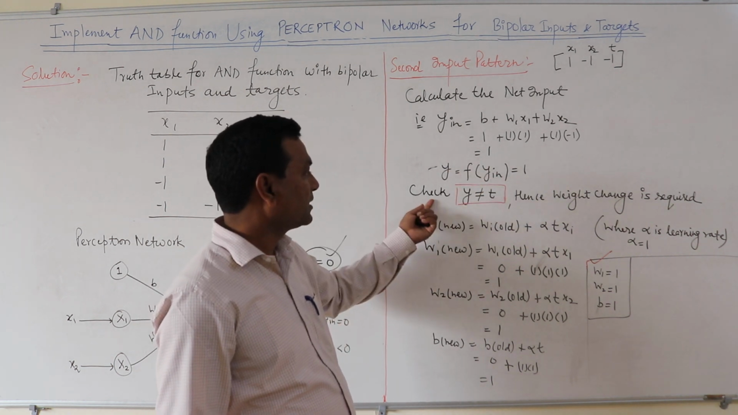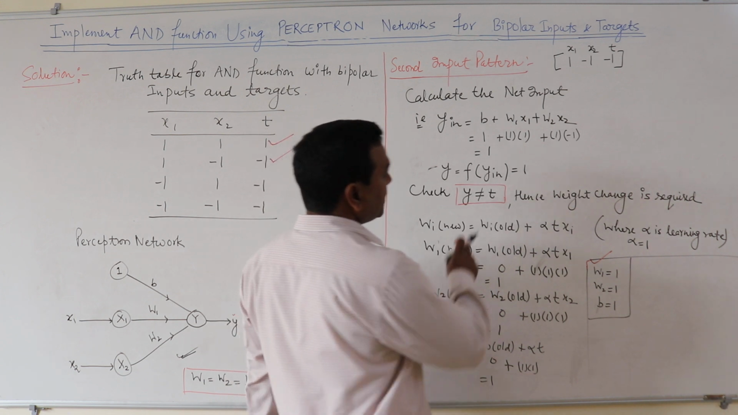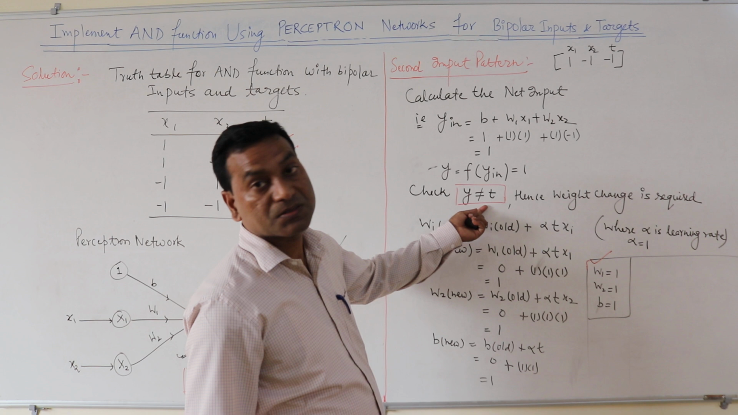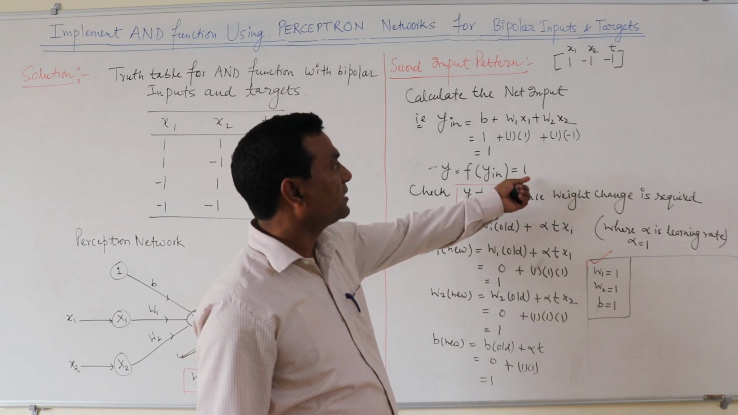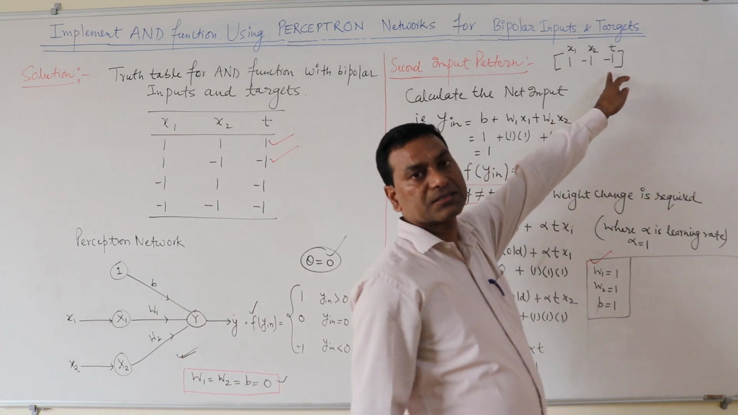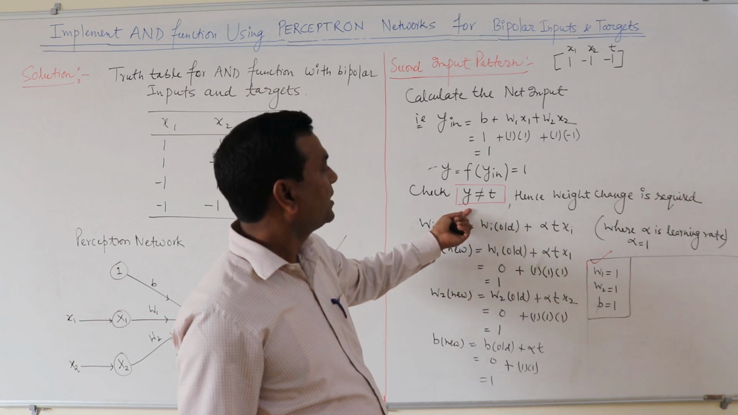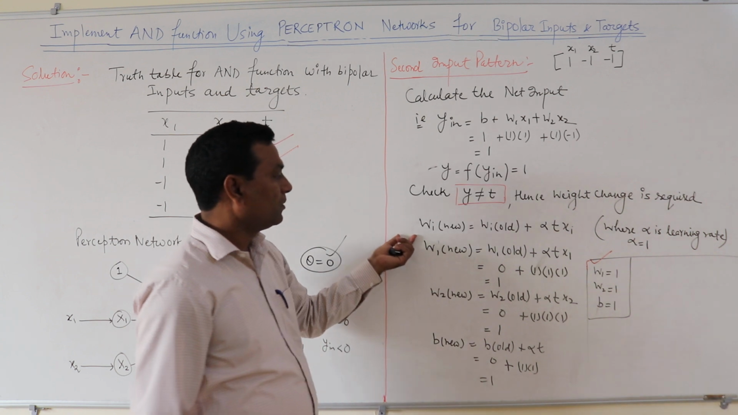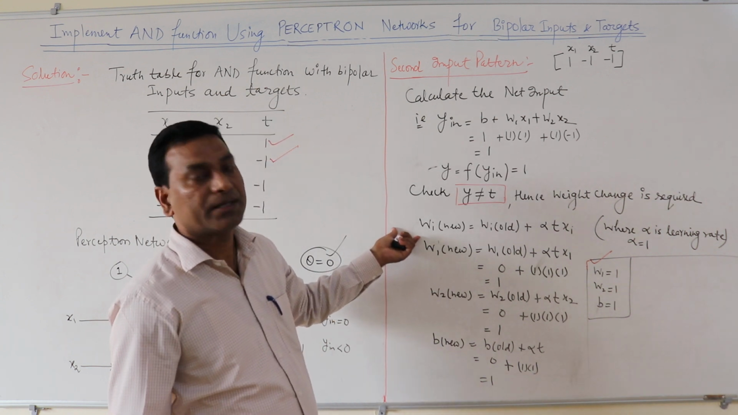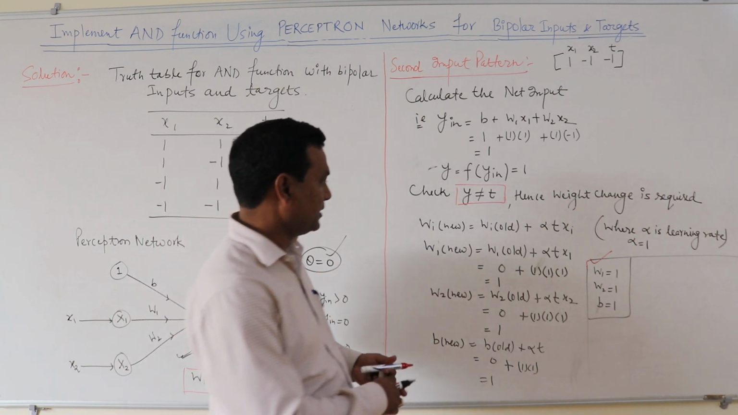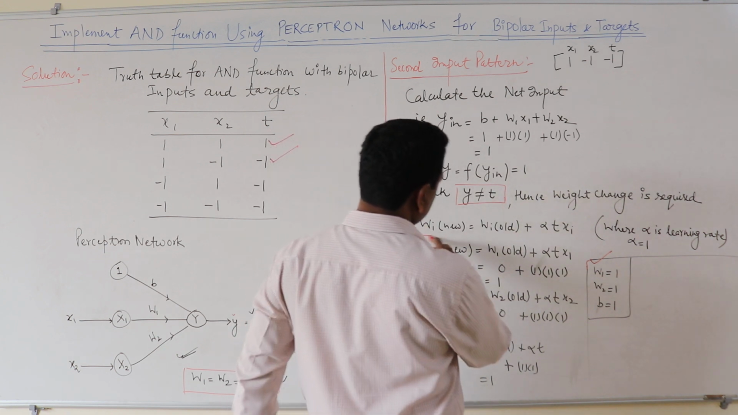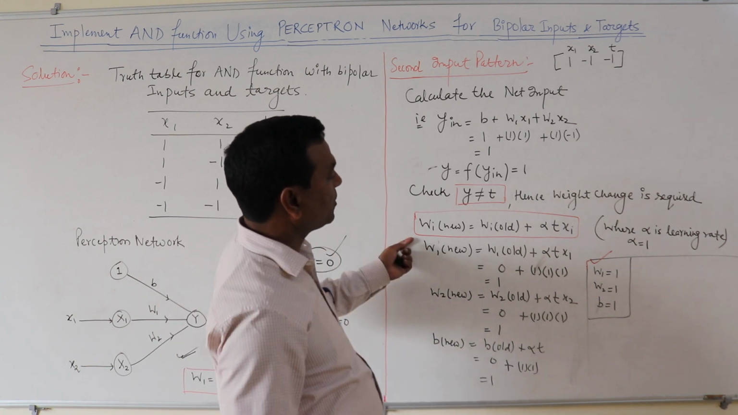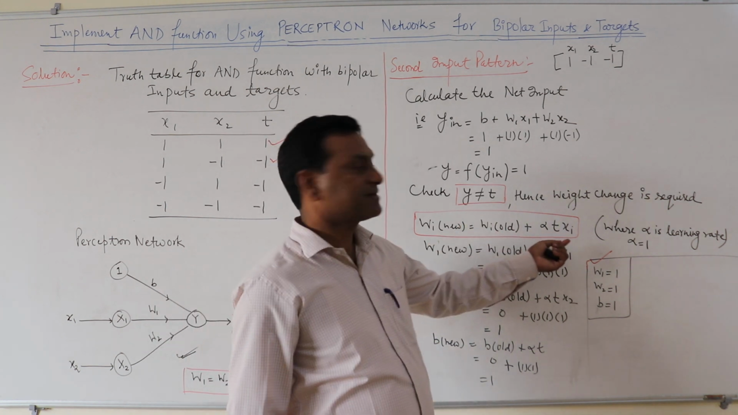Now we will check whether y is equal to t or not. From here also, y is not equal to the target, because this is 1 and this is minus 1, so this is unequal, hence weight change is required. Now we will calculate the new weight, and this is the general formula: Wi new equals Wi old plus alpha t xi.